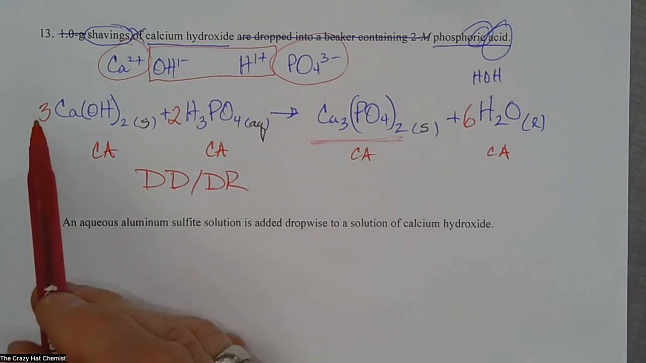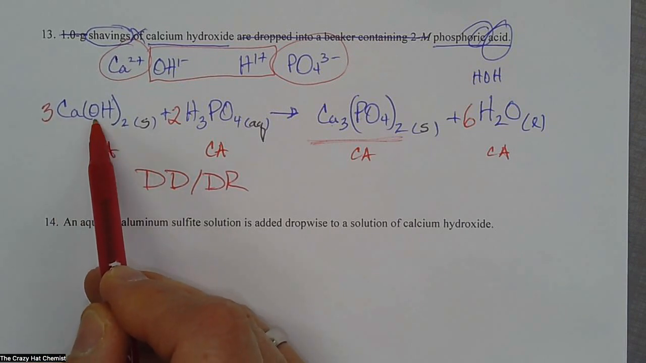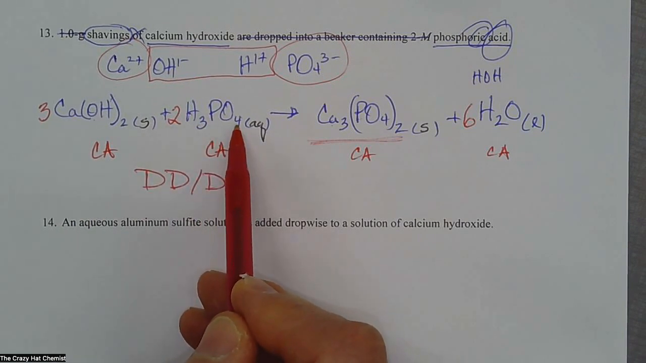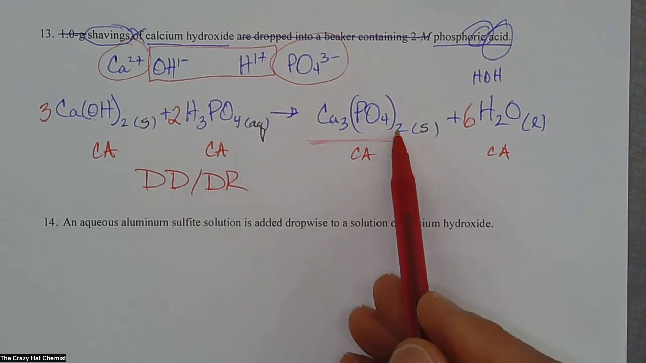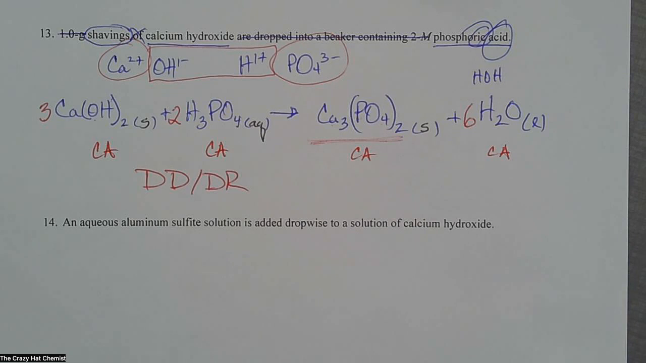So I'm going to confirm the balancing that I just did with the oxygens. And that is 3 times 2 oxygens, that's 6. 2 times 4 oxygens, that's 8. So 6 and 8, that's 14. And then 2 times 4, that's 8, plus 6, that's 14. So boom, we're balanced. We're rocking and rolling. We're pretty good right there.